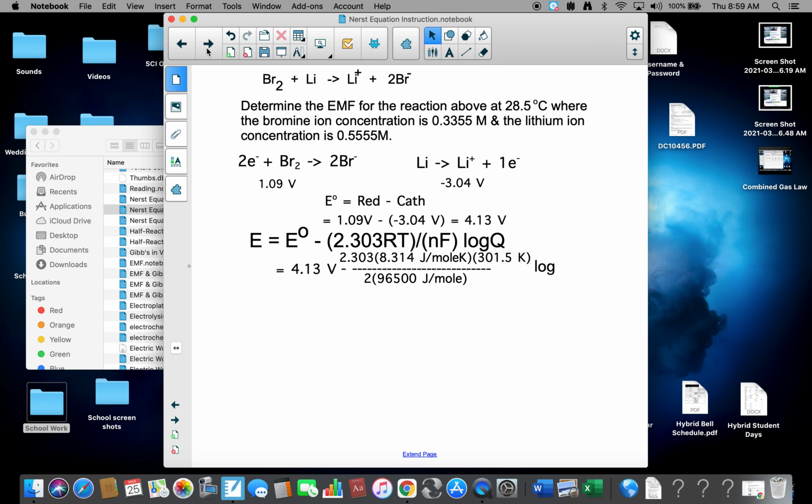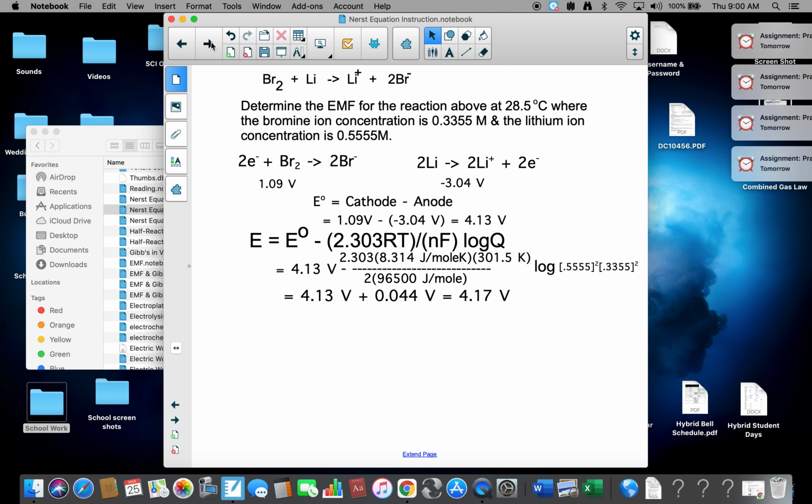We do have to balance it, so we're going to put a 2 on the lithium. So we end up with the concentration of lithium ion squared times the concentration of bromide ion squared. Put our concentrations in, multiply through, we get 4.13 volts plus 0.044 volts. So we end up with 4.17 volts. That is my electromotive force at these conditions.